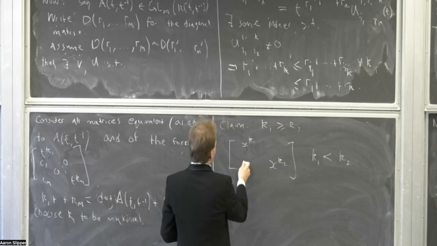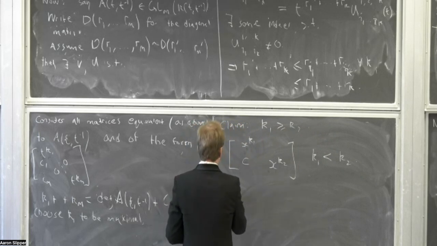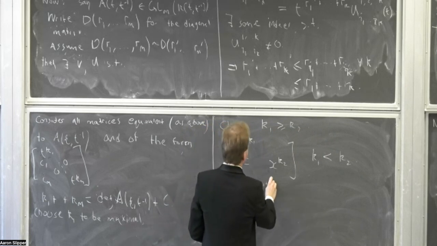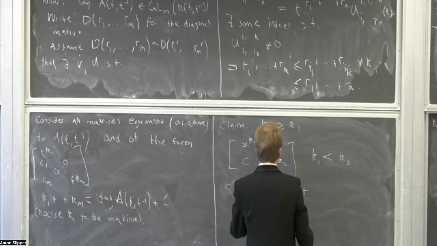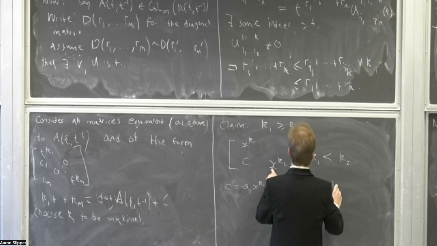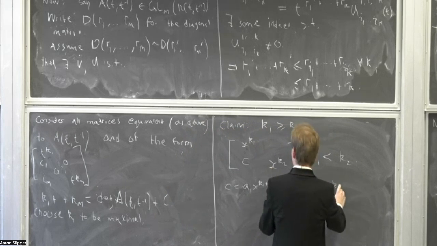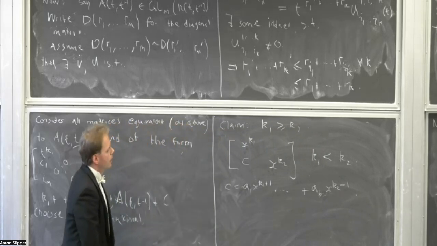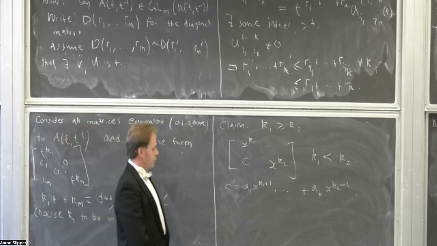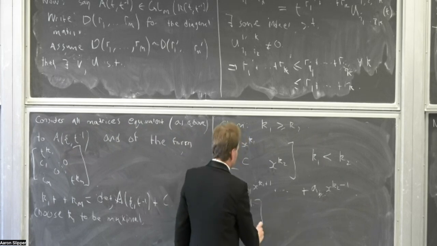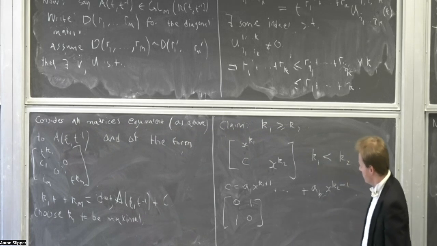And then we have some C, and C is going to equal A1 x to the K1 plus 1 plus, you can kill off all the other terms, whatever this index is, K2 minus 1. The first thing we can do is we can apply a kind of Weyl group element, 0, 1, 1, 0. We can apply this on either side. It makes no difference.